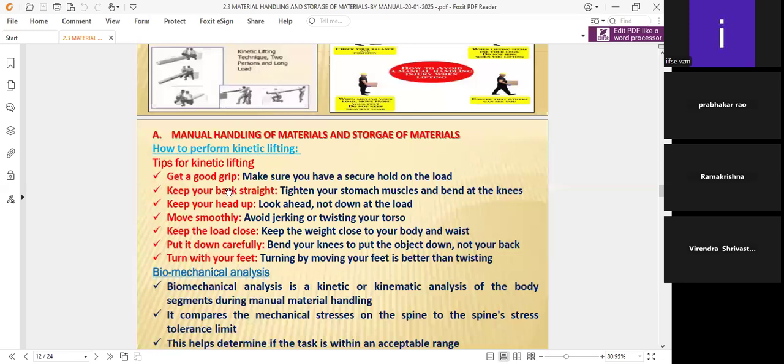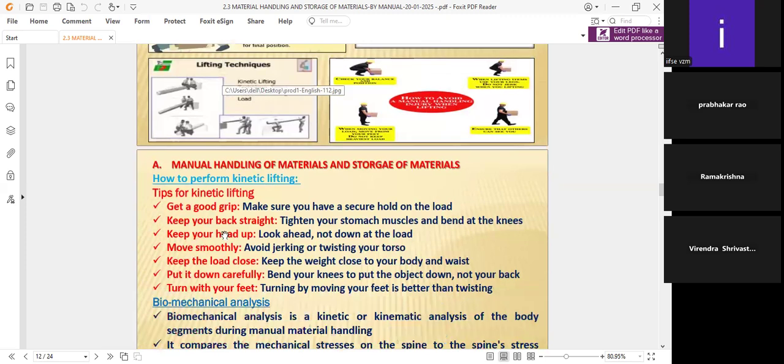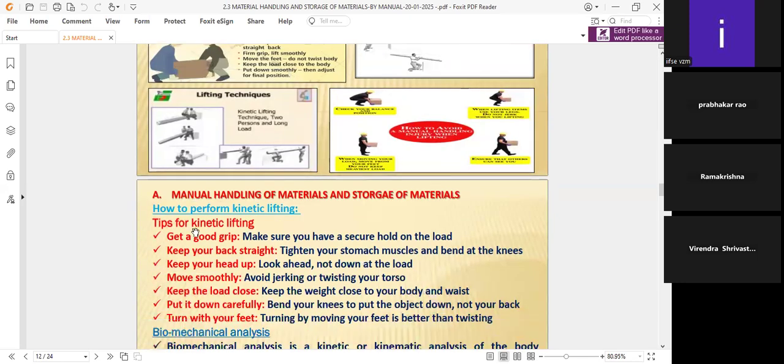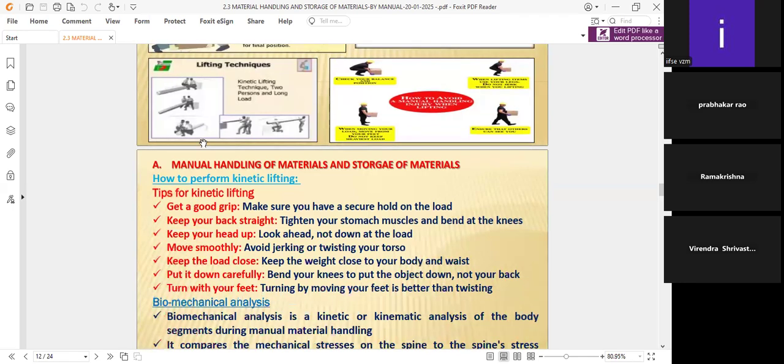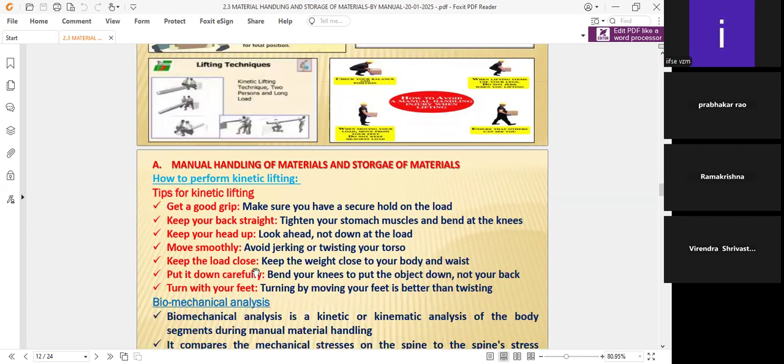Tips for kinetic lifting: first, get a good grip. The grip is very important. Then keep your back straight, not bent. Then keep your head up, not bent, so that it is visible. Move smoothly, keep the load close, put it down carefully and turn with your feet. Very, very important is to get a good grip. Make sure you have a secure hold on the load.